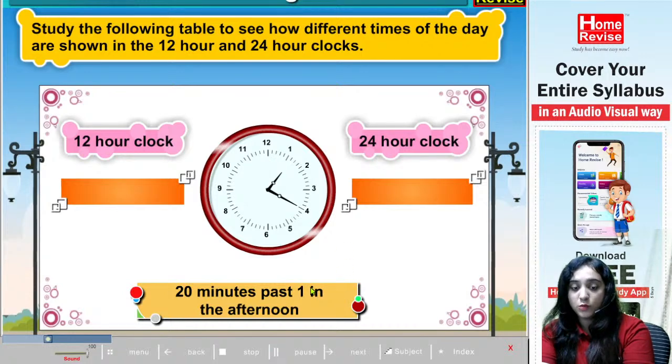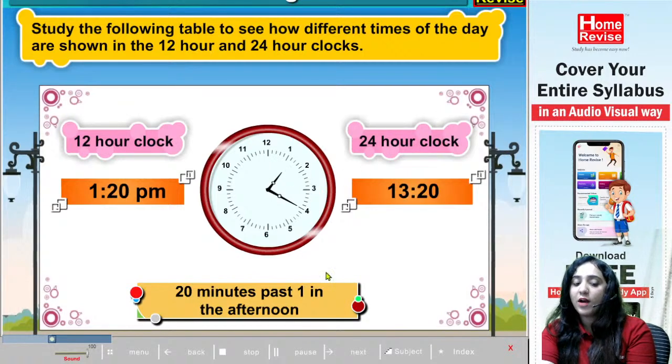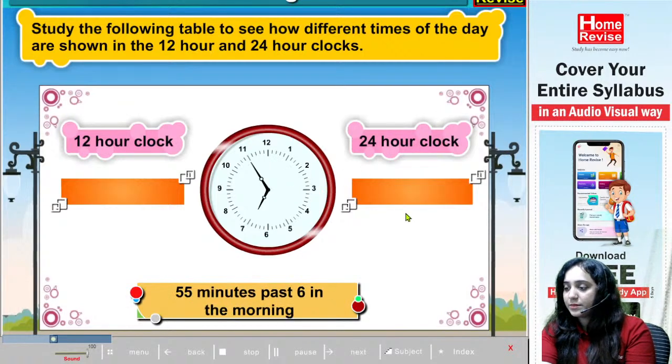In the 12-hour clock it is 1:20 p.m. It is changed in the 24-hour clock, where you have to add 12. So it is 13:20.